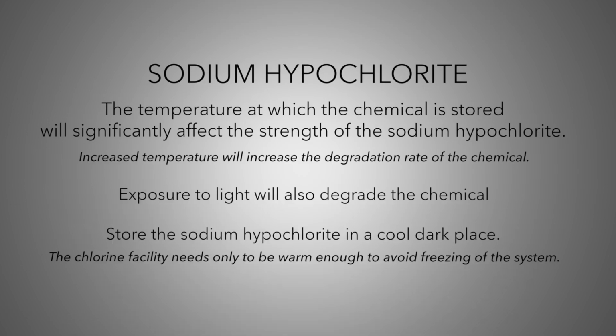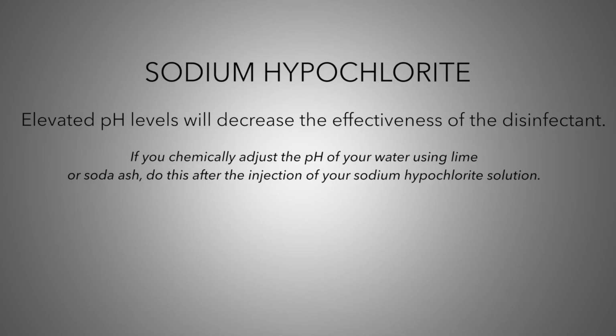The temperature at which the chemical is stored will significantly affect the strength of the sodium hypochlorite. Increased temperature will increase the degradation rate of the chemical. The same is true for exposure to light. It is recommended to store the sodium hypochlorite in a cool, dark place. The chlorine facility needs only to be warm enough to avoid freezing of the system. Elevated pH levels will decrease the effectiveness of the disinfectant. If you chemically adjust the pH of your water using lime or soda ash, this should be done after the injection of the sodium hypochlorite solution.